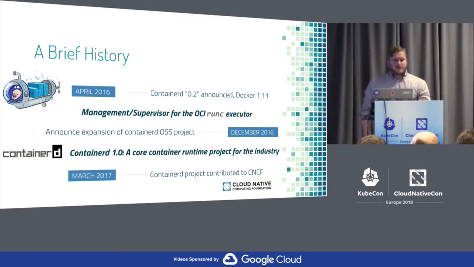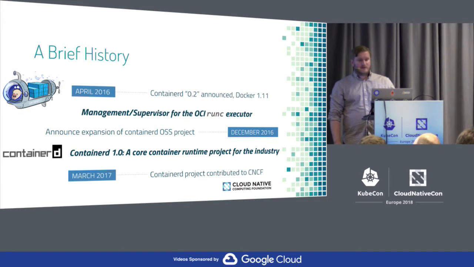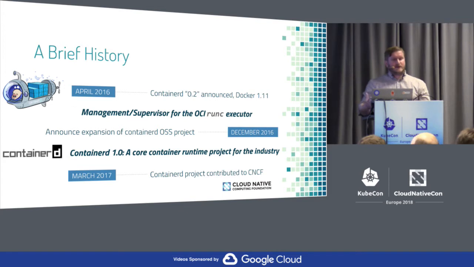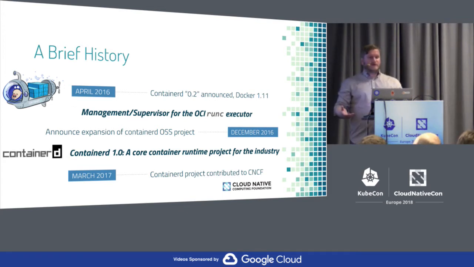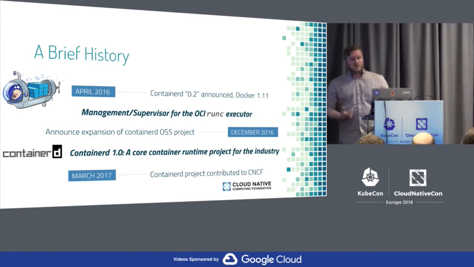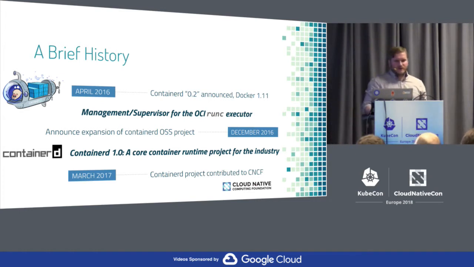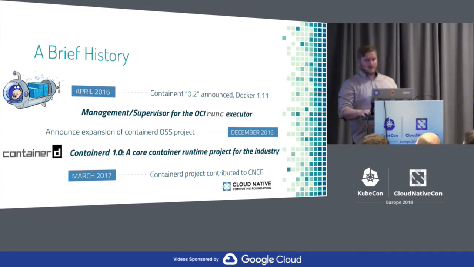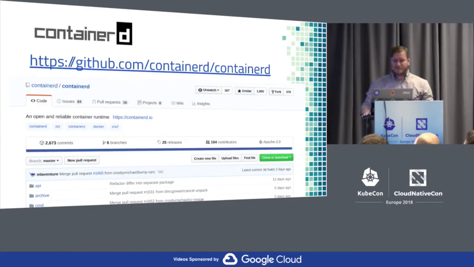So a little bit of history. The project was started in April 2016 and was released with Docker 1.11. Basically it provided a supervisor or management of OCI runC processes. We wanted to expand the project as of December 2016, and with that, we started the Containerd 1.0 work stream, which was released in December of 2017, and then we've recently had a release just a week ago at the end of April, which includes CRI support, and I'll talk a little bit about that.